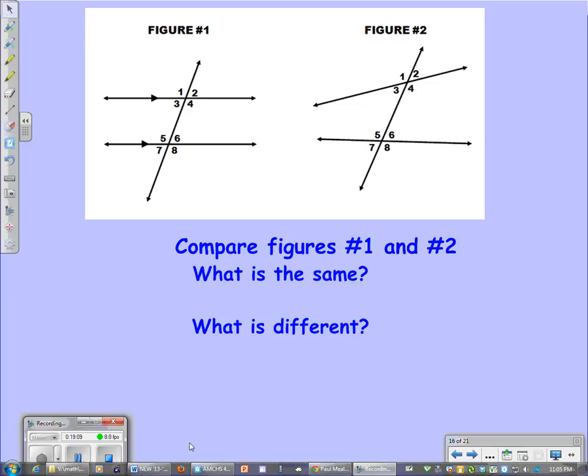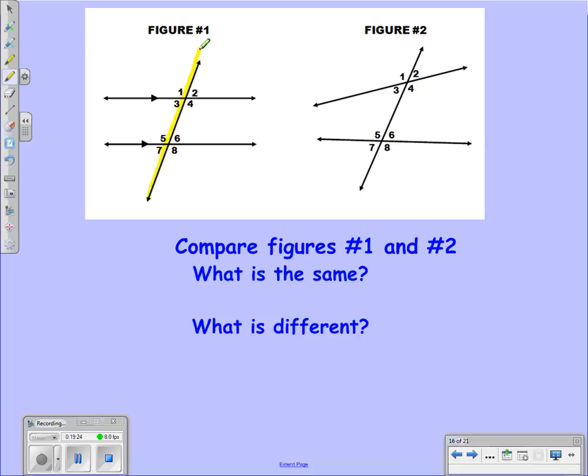These are not in your notes. This is just for you to see a couple things. Compared to two figures, we have figure number 1 and figure number 2. So what's the same about them? You will see they do have a transversal because that's the line that's cut in between two lines.